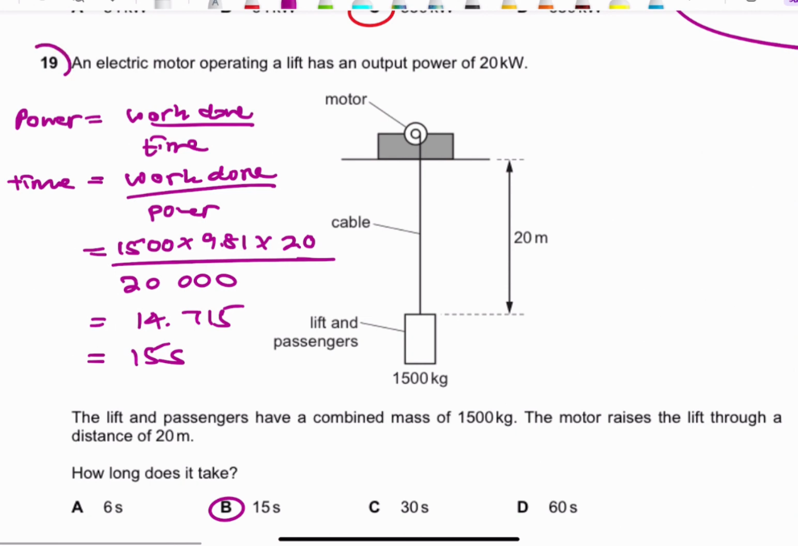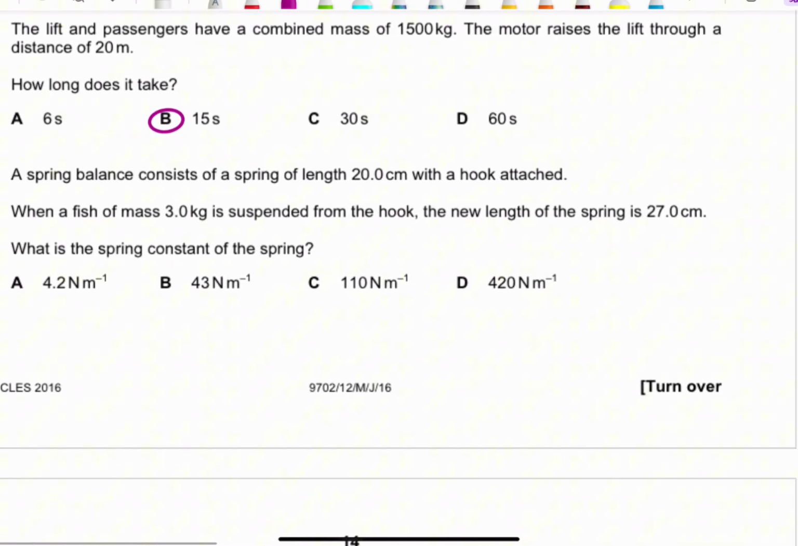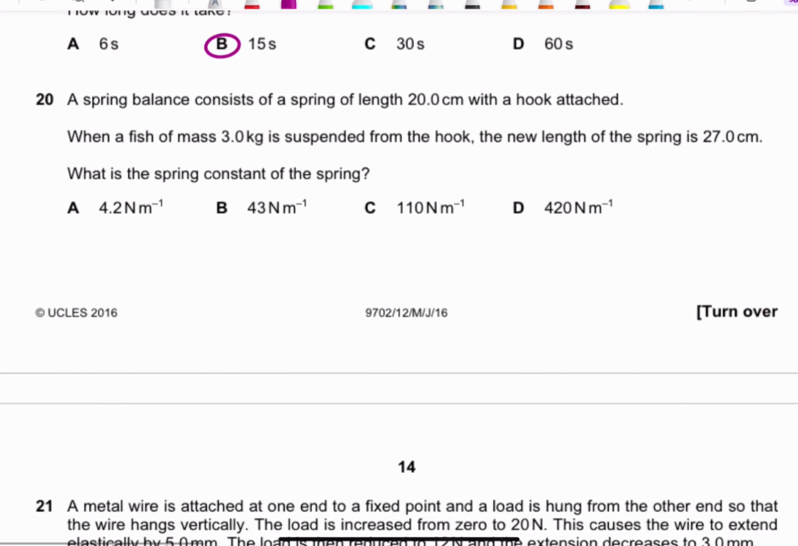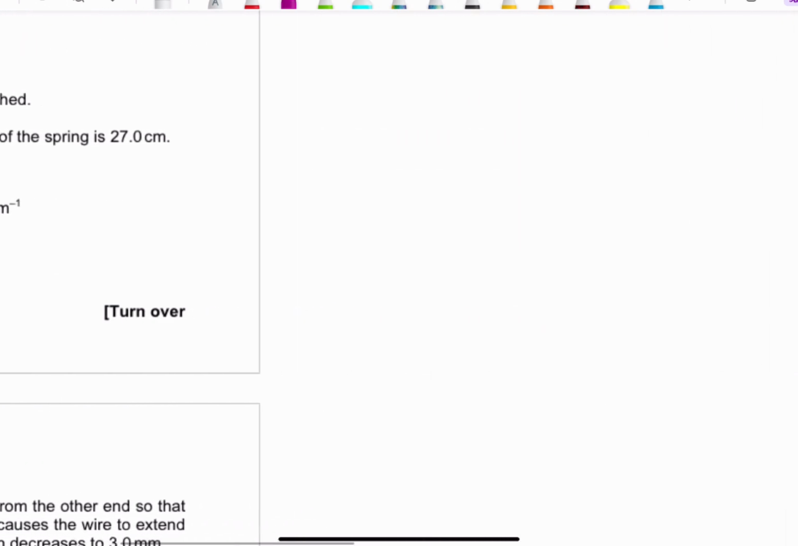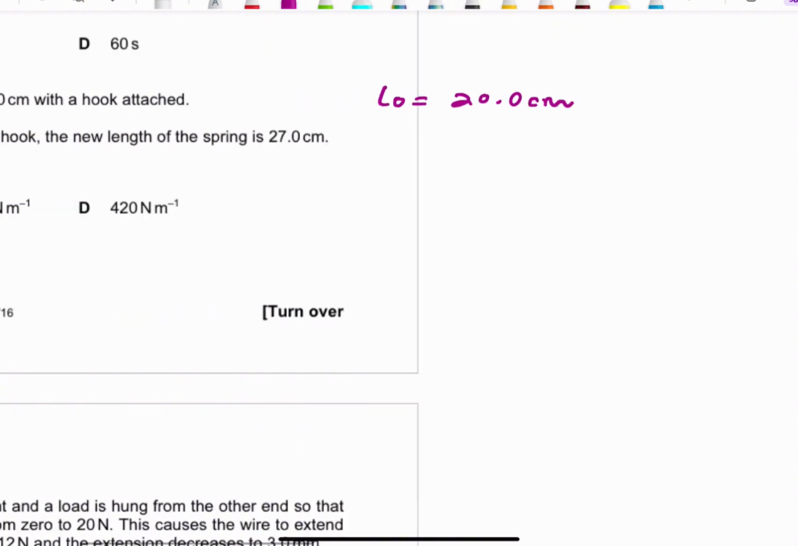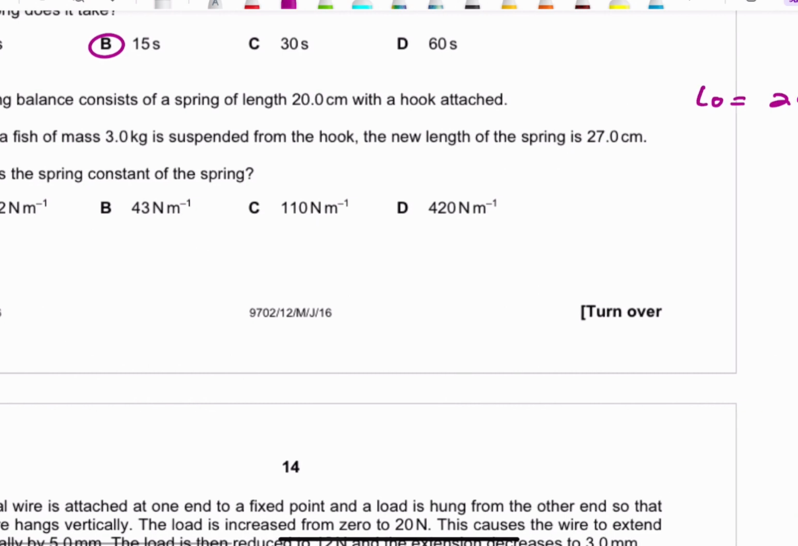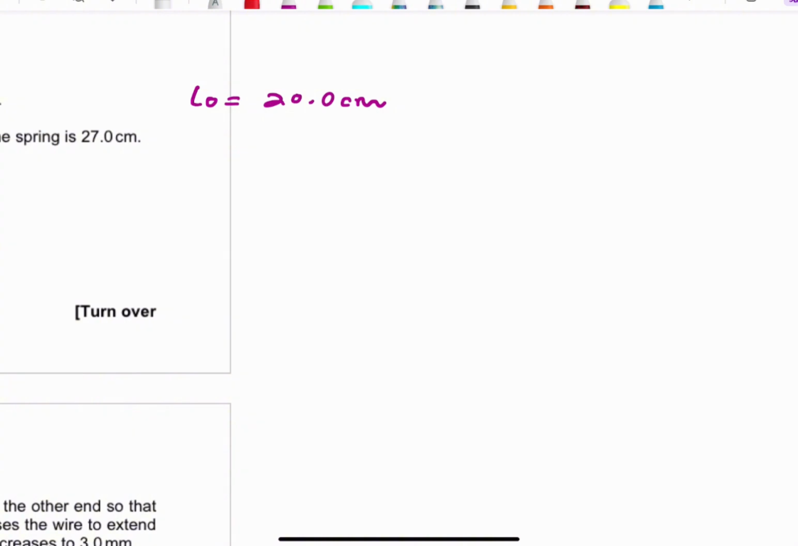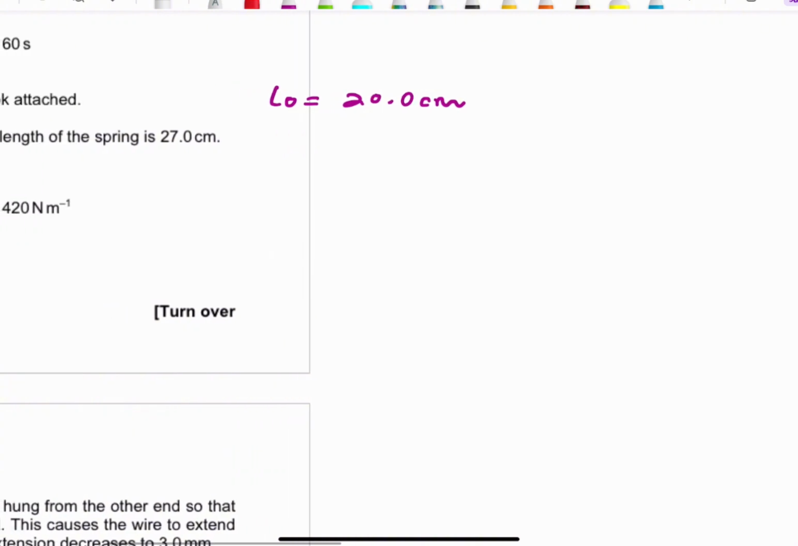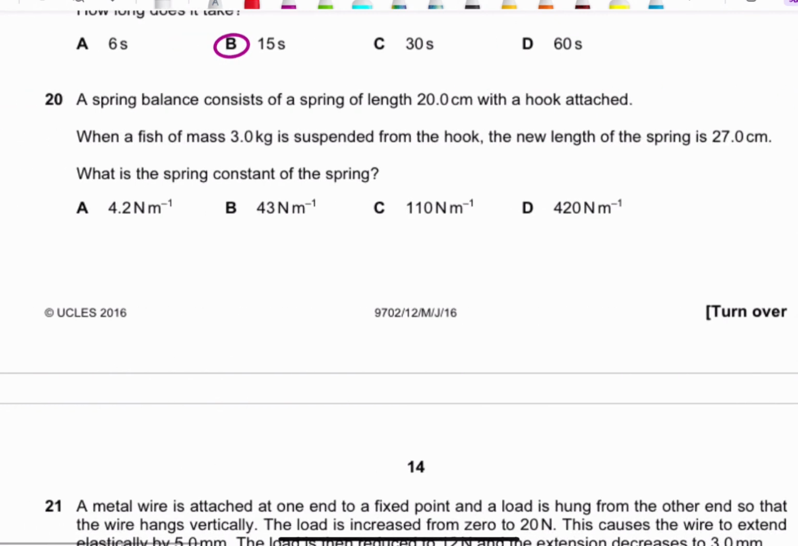So very important for you to be thinking of that. Move on to question number 20. We're given a spring balance that consists of a spring of length 20 centimeters, so the initial length, L0, is 20.0 centimeters. When a fish of mass 3 kg is hung from the hook, the length of the spring is 27.0 centimeters. As you can see, I've hung my fish and my spring becomes longer. I want to find the value of the spring constant.